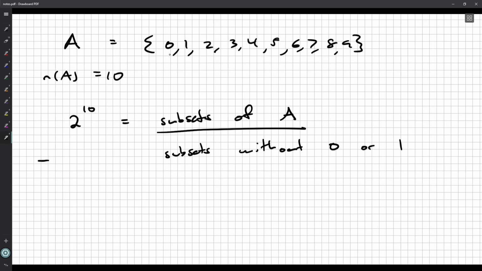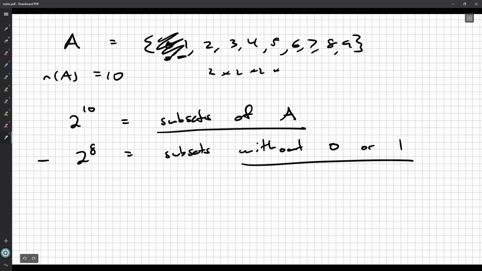Right? So think about it. Well, I don't have a choice. I can't have 0 and 1 because that's part of the condition that makes these. So no choices there. 2 choices, 2 choices, 2 choices. There's 8 of these. 2 to the power 8 subsets that don't specifically have a 0 or a 1. So 2 to the 10 minus 2 to the 8. Not so bad. And we've got one more, and that'll finish off 9 here.